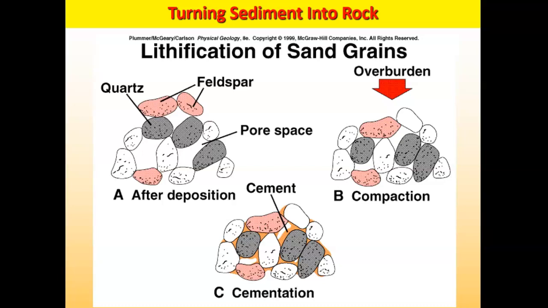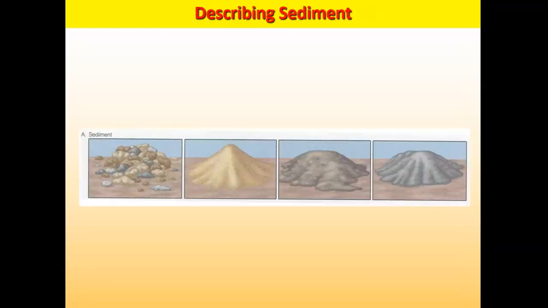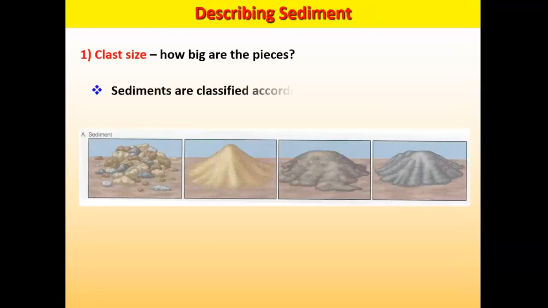So what we want to do is look at the different pieces and make some evaluations about them, and that can help us figure out the environment of deposition, which is the ultimate goal, and tell us something about where maybe these things came from, right? So we take the sediment, we turn it into sedimentary rock. One of the things that we want to do is to look at the sediment pieces themselves, and the first thing that we do is look at the size of the pieces.